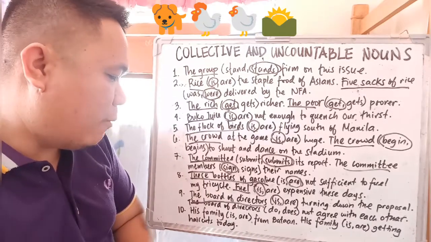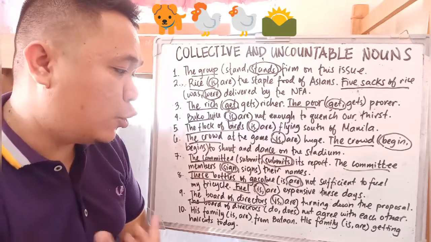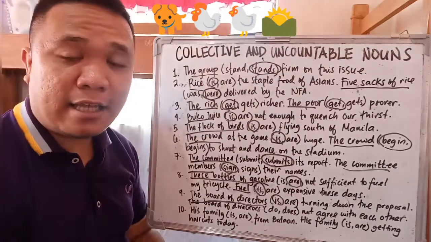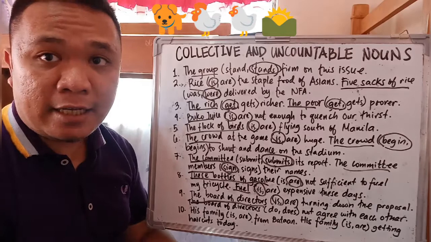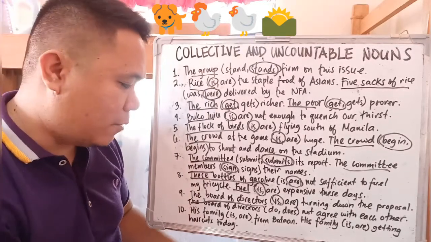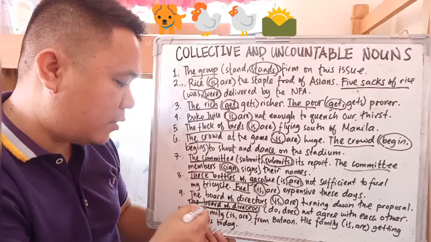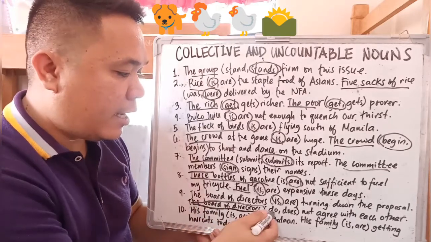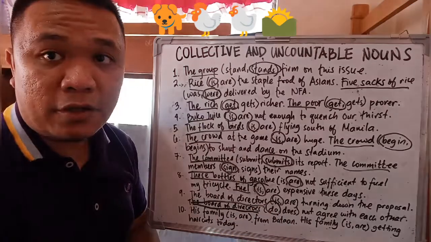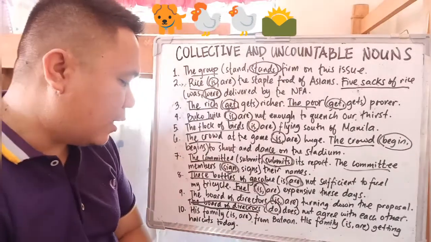Okay? However, the board of directors does not agree with each other. So in the second sentence, they are now behaving differently because they do not agree with each other. So the board of directors here becomes plural, and our verb is do not, plural, because they work differently.